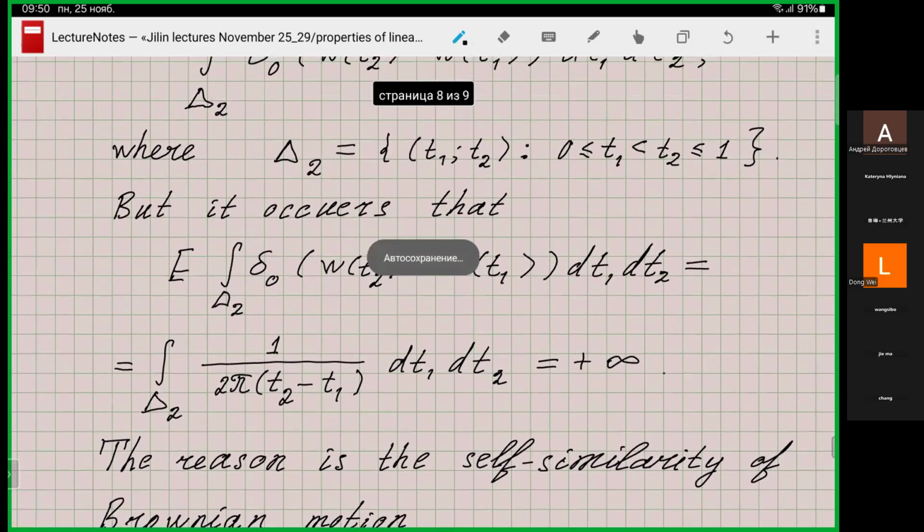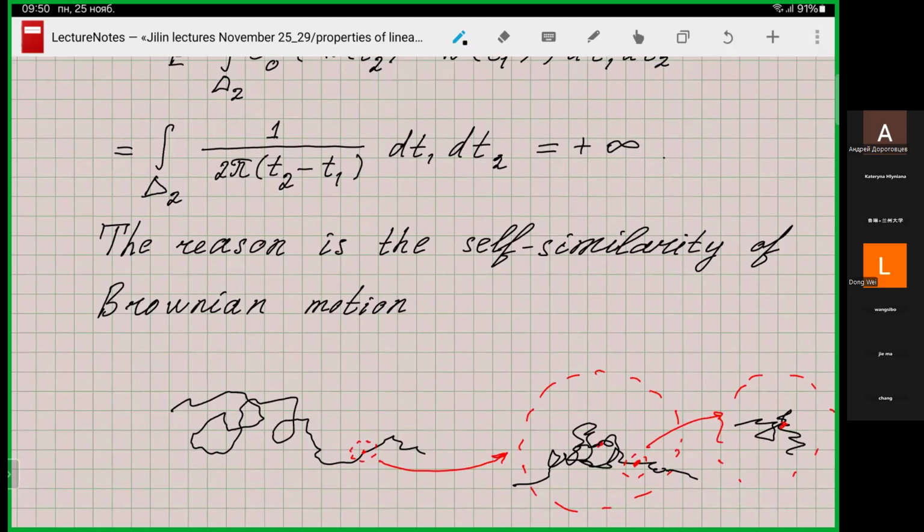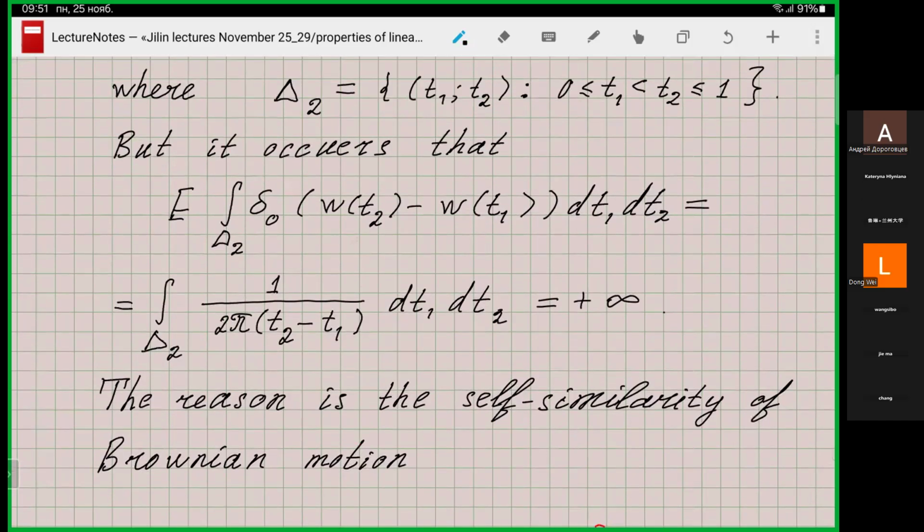So what do we have to do with it? To avoid this large number of self-intersections which arise when T1 is very close to T2 in this expression, we need to do some renormalization. We need to subtract something from this delta zero in order to restrict such intersections which arise for very close values of the time argument.